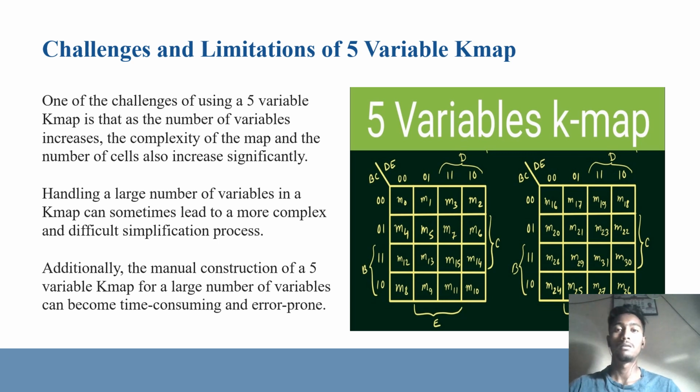So the 5-variable K-map has some challenges and limitations. One of the challenges of using a 5-variable K-map is that as the number of variables increases, the complexity of the map and the number of cells also increase significantly. Handling a large number of variables in a K-map can sometimes lead to a more complex and difficult simplification process. Additionally, the manual construction of a 5-variable K-map for a large number of variables can become time-consuming and error-prone.